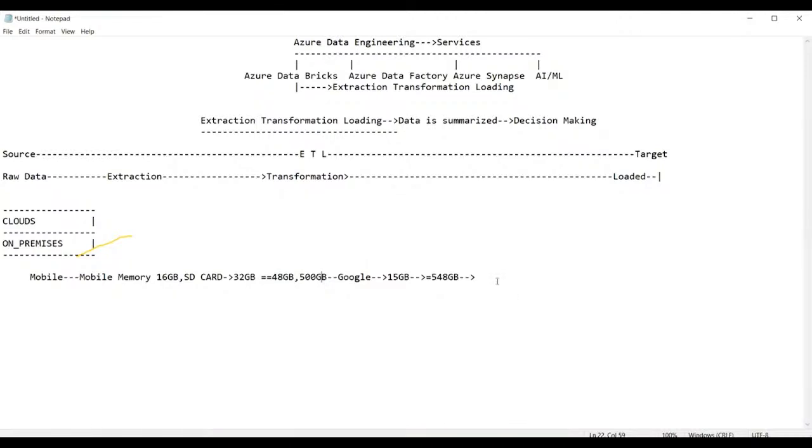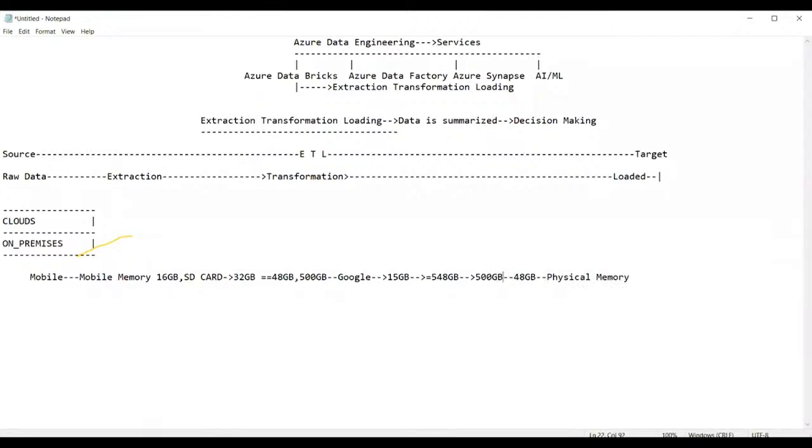Yes, exactly. Very good. So we can say that the 500 GB, you can recollect by using the synchronize option. You can log in with your mail ID, enter the password, and recollect it. But what about the 48 GB? The 48 GB memory is lost with the mobile phone because this memory is called physical memory. So hence I cannot recollect it.